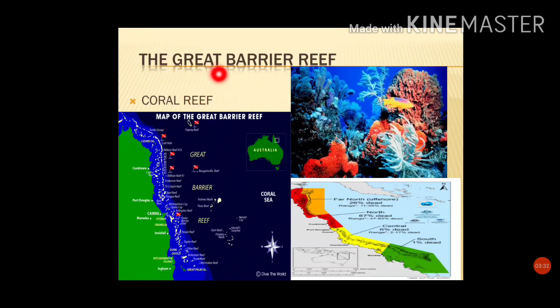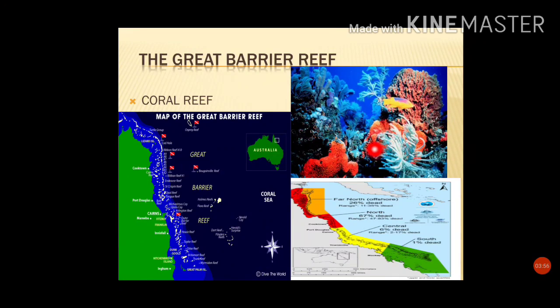The second important feature is the Great Barrier Reef. The Great Barrier Reef is a unique feature found roughly parallel to the northeastern coast of Australia, located in the Pacific Ocean. It is the home of more than 2,000 species of fish.